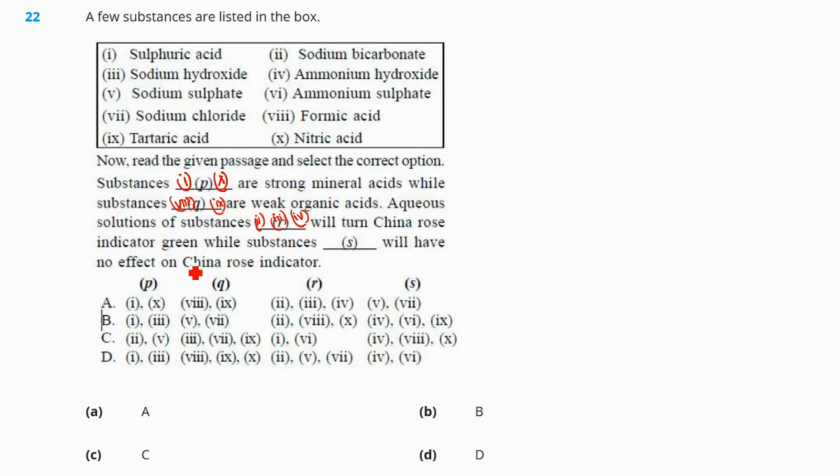While substance S will have no effect on China rose indicator. So no effect on China rose indicator, that means it will remain red in color, right? So in case of neutral, it will be sodium sulfate, that is 5, and then sodium chloride, neutral solutions, 7. So our correct answer is option number A.